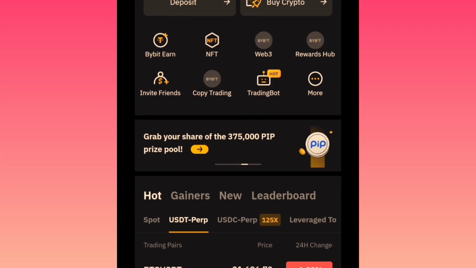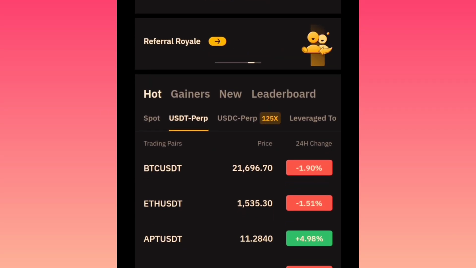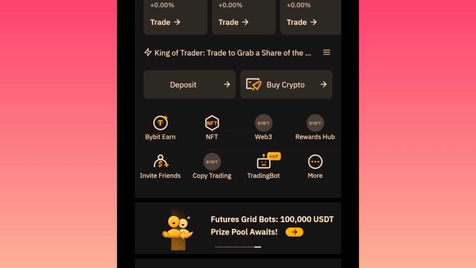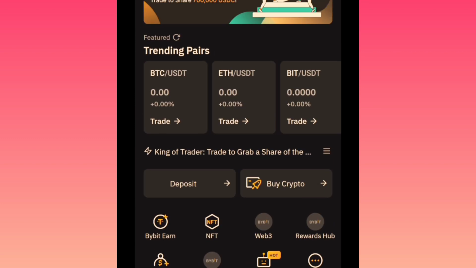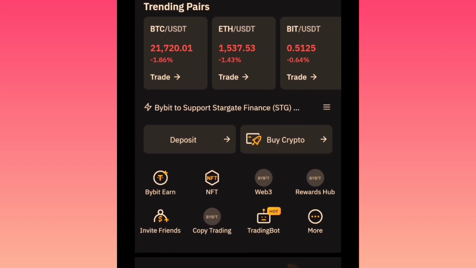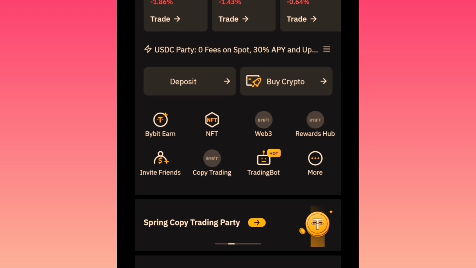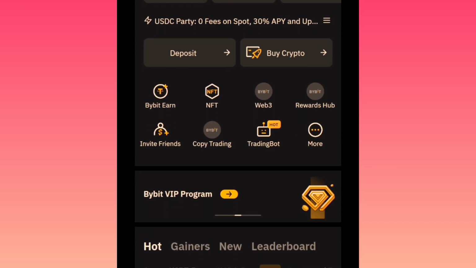This is the Bybit app, and I believe everyone must have registered on this exchange. So we are using this exchange. This is what I use because of its interface, very simple, and it's very seamless to use this exchange, Bybit.